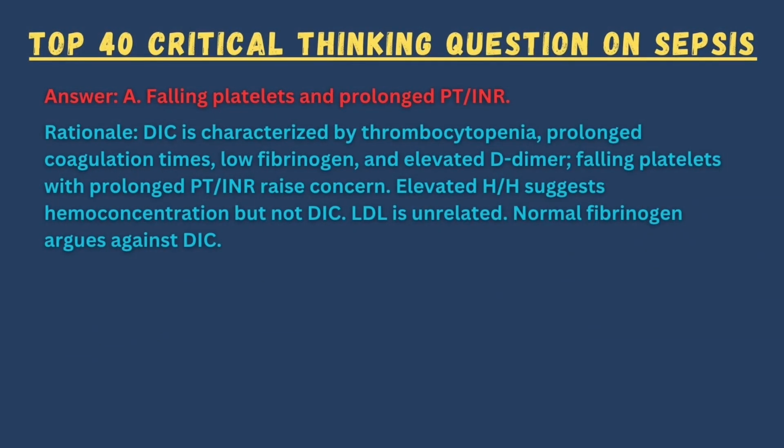Answer: A. Falling platelets and prolonged INR. Rationale: DIC is characterized by thrombocytopenia, prolonged coagulation times, low fibrinogen, and elevated D-dimer. Falling platelets with prolonged INR raise concern. Elevated H and H suggests hemoconcentration but not DIC. LDL is unrelated. Normal fibrinogen argues against DIC.